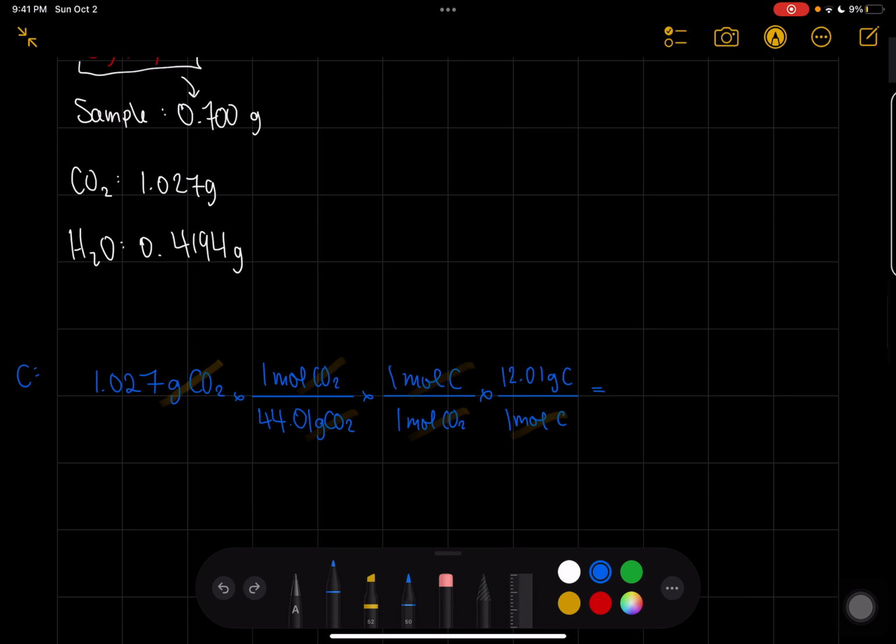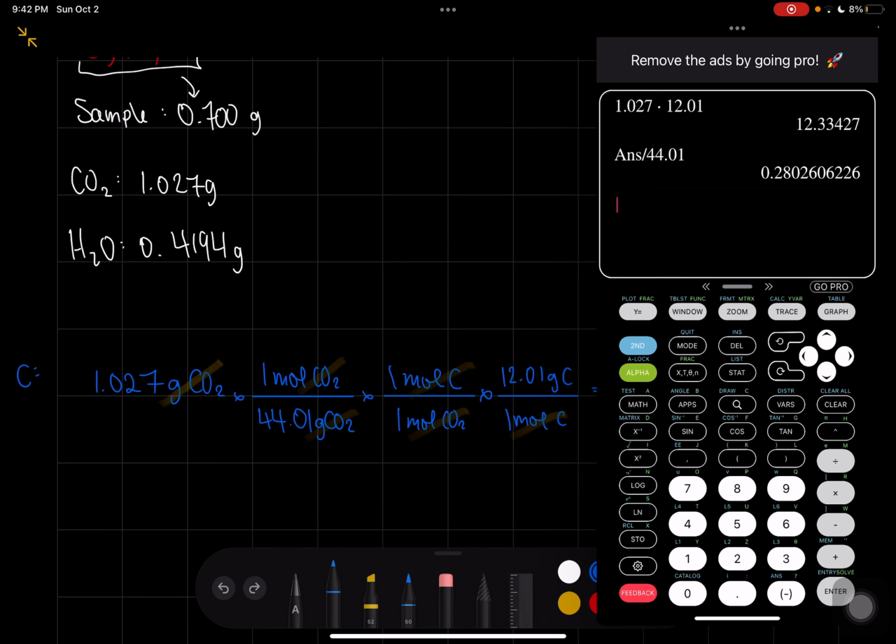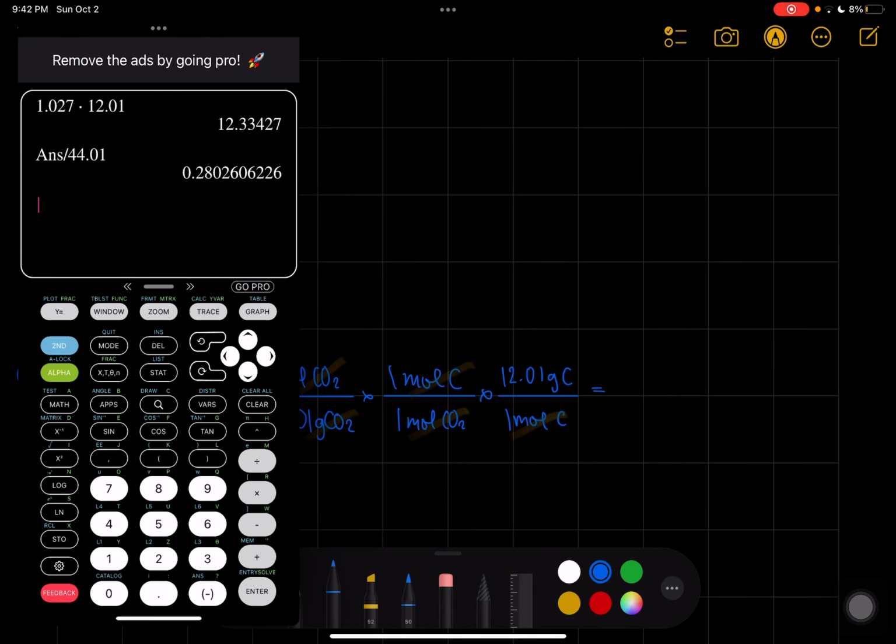Fantastic. Okay, now we're going to need to do some calculations over here. So we're going to start with 1.027, and we're going to multiply that by 12.01. And we're going to get this, which we're then going to divide by the 44.01. Right, that's correct. And we're going to get our result, which is 0.2803, because we're going to round to the fourth significant figure.